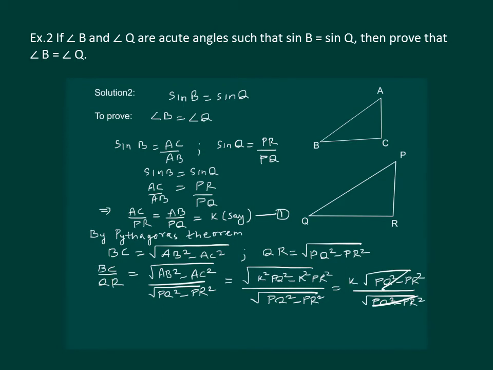that is, all the three sides of triangle ABC and corresponding sides of PQR have the same ratio, that is, triangle ACB is similar to triangle PRQ, and this implies that angle B equals angle Q. Hence we have proved the required result.